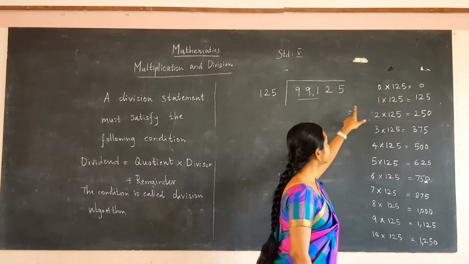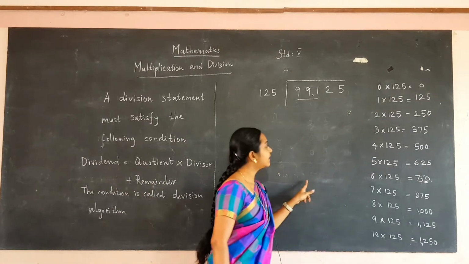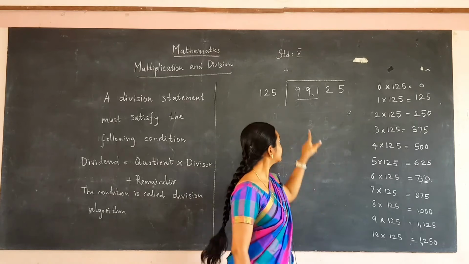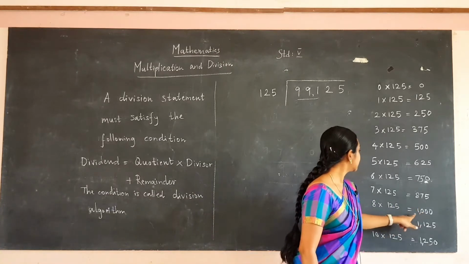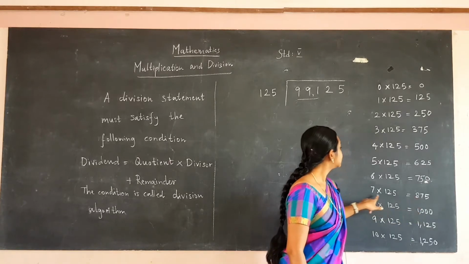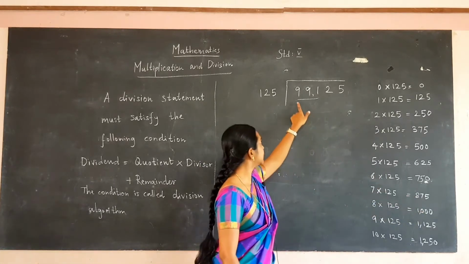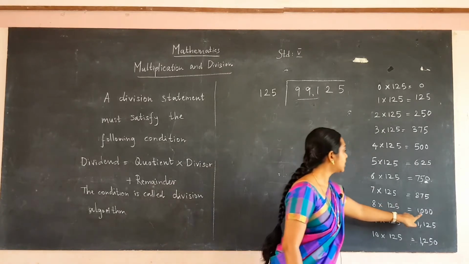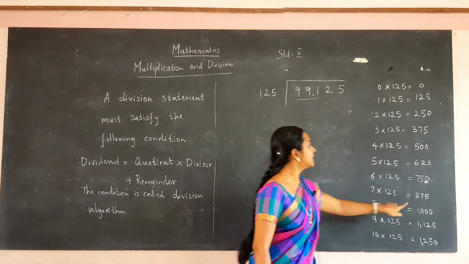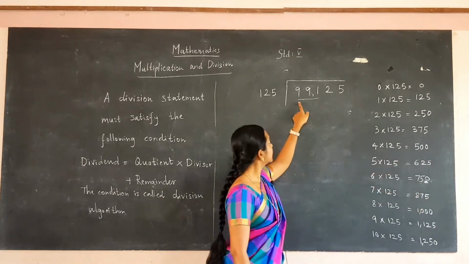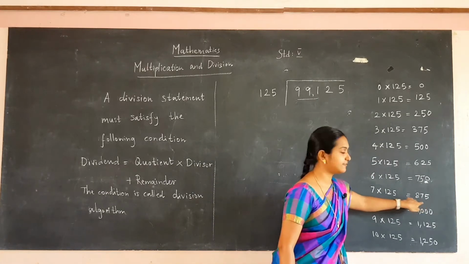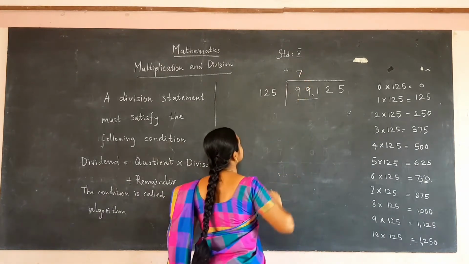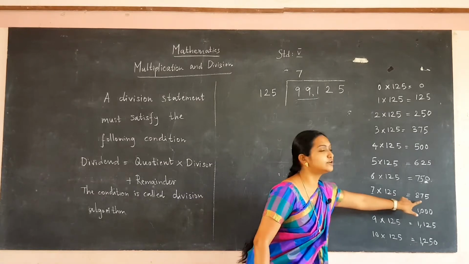Now look at the tables of 125. We have to find a number that divides into 991, so choose a number nearer to 991. See here, we have the 7th one, that is 875, nearer to 991. We should not choose a number greater than 991. 1000 is greater than 991, but 875 is less than 991. So choose 875. See, we have 7 here. So write 7 in the quotient. So 7 into 125 equals 875.